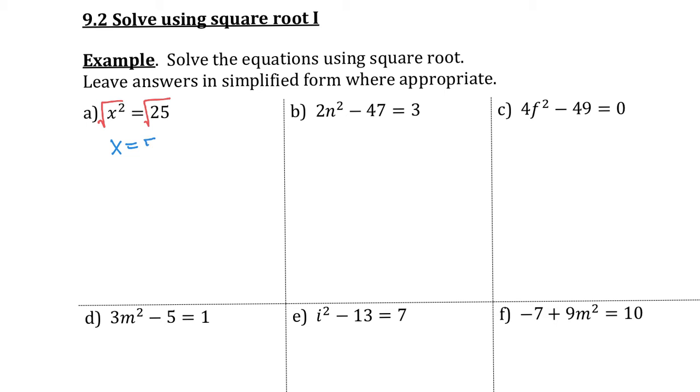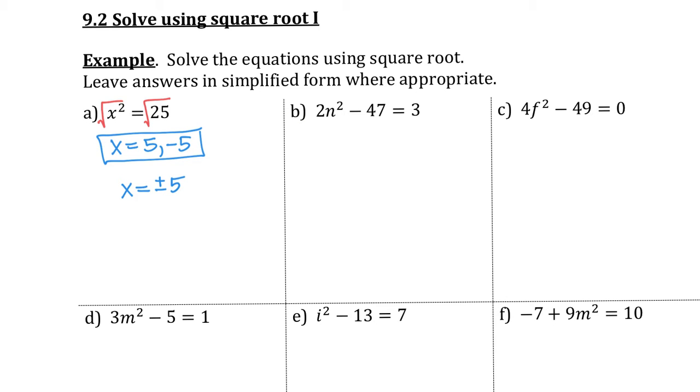knew that I could get 5 or -5, which are both of my answers. And it's good to write your answer like this. Another way you could write it is you could say x equals, and you put a plus and a minus sign on top of each other, 5, and that's just the lazy way of writing +5, -5.